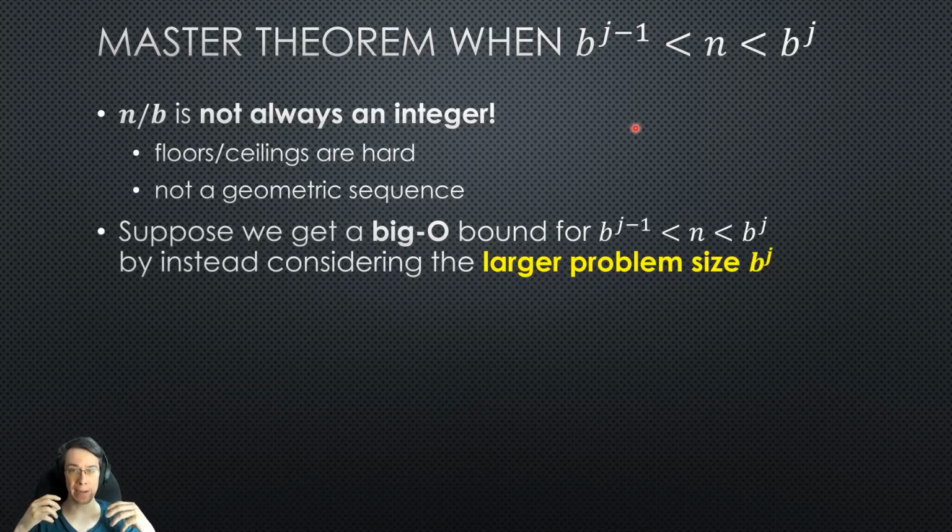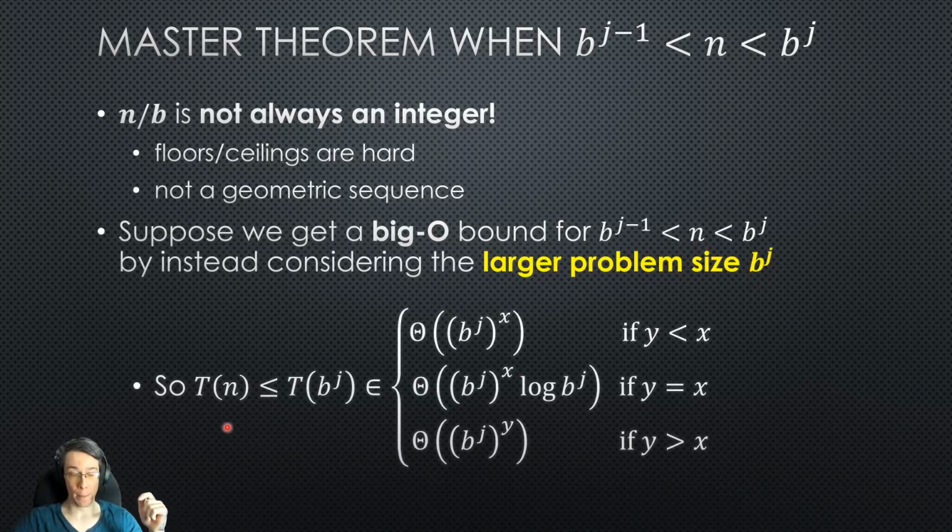So for a big O bound, it's going to take longer for a bigger input, right? Or at least it won't be faster for a larger input. So I'm free to approximate the complexity for a problem of size n by considering the complexity of the larger problem size b to the j that I can solve using the master theorem, right? So let's get a big O bound for t of n by looking at t of b to the j, which is a power of b. So t of n is less than or equal to t of b to the j, which is something we can solve using the master theorem.